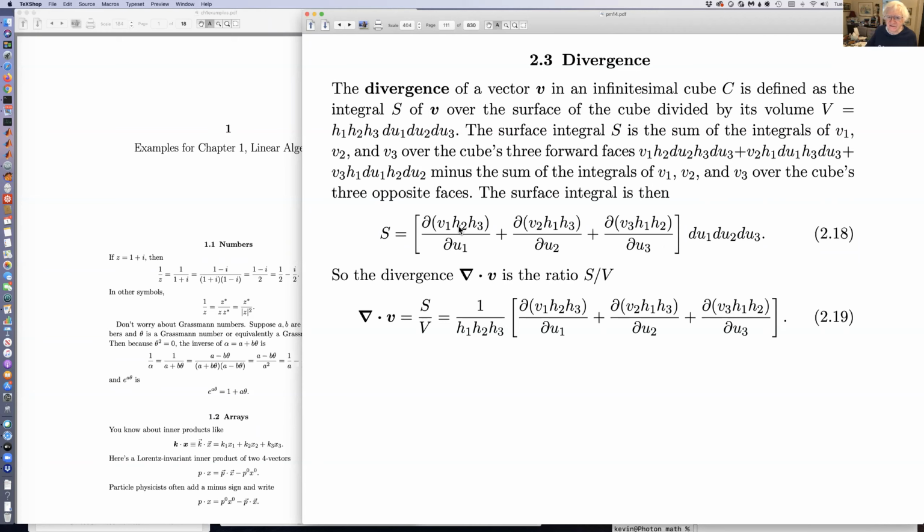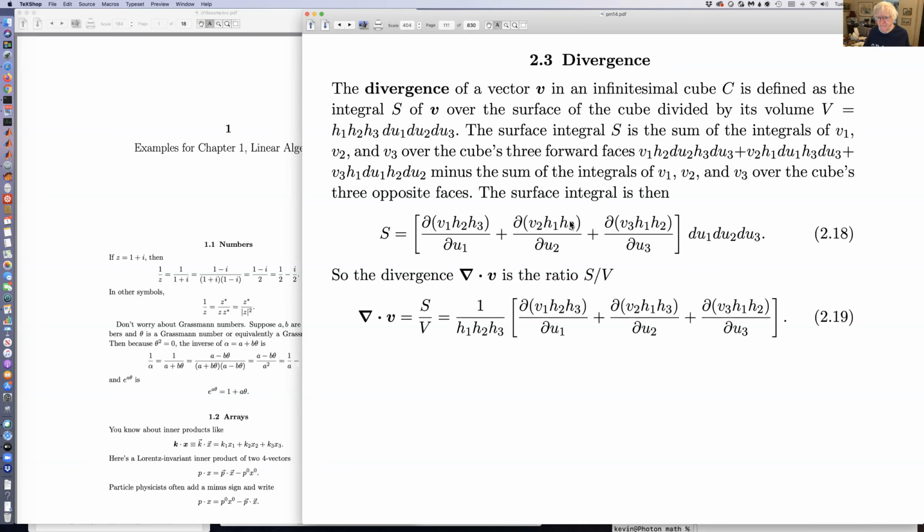But on the other hand, V1, H2, H3 changes as you go through the cube from the backward face to the forward face. And so this quantity changes by its derivative multiplied by the thickness of the cube, the width of the cube.